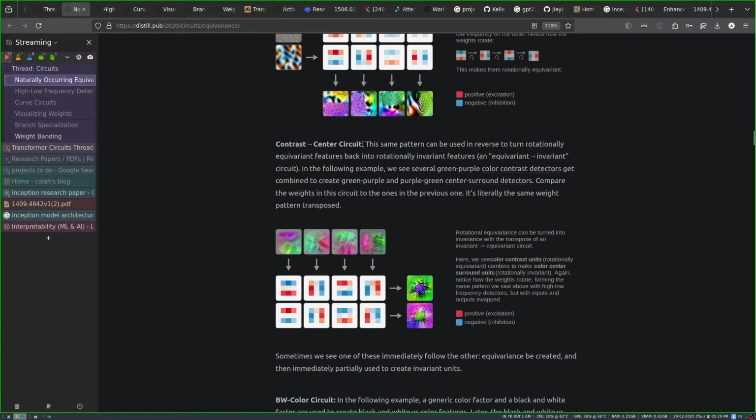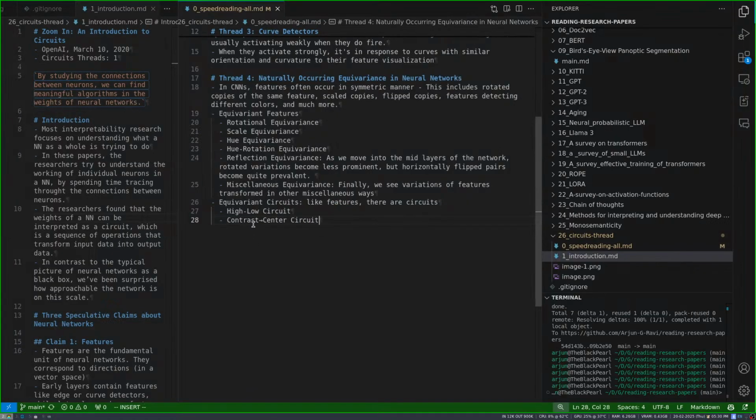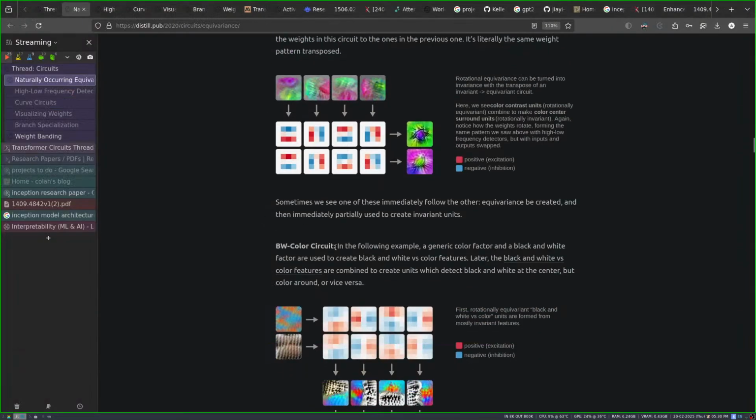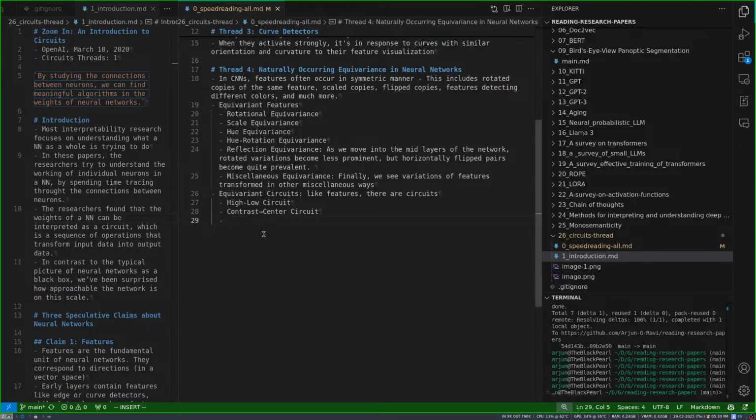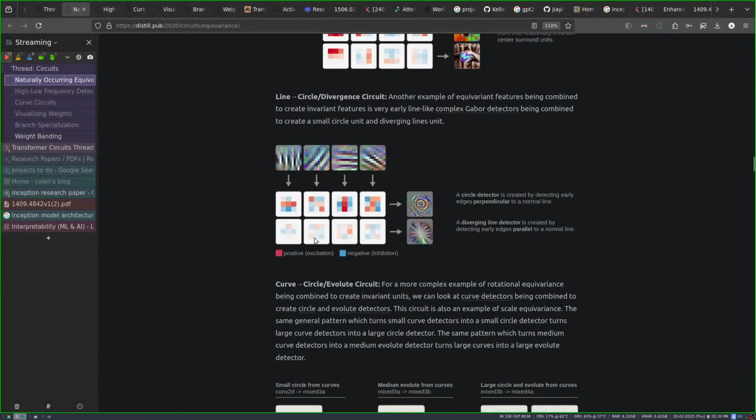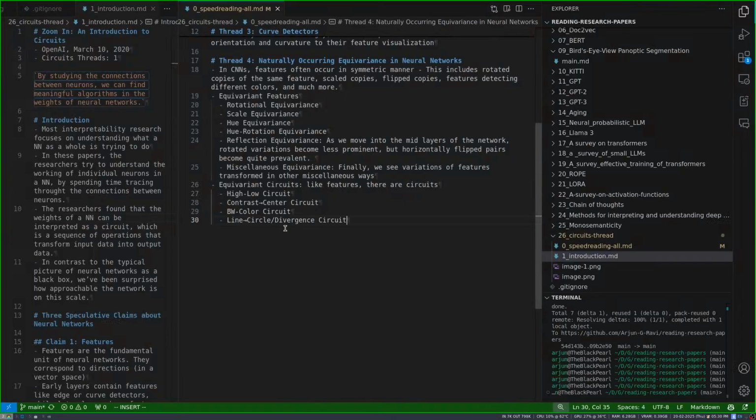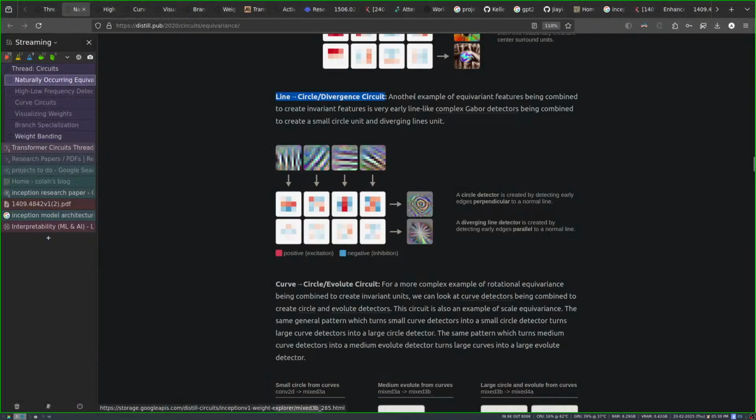Contrast center circuit. The same pattern can be used in reverse to turn a rotationally equivariant feature back into a rotationally invariant feature. I don't exactly understand. Black and white color feature. I mean, not feature, circuit. Line or circle divergent circuits. An invariant feature is very early line-like complex being combined to create a small circle unit.